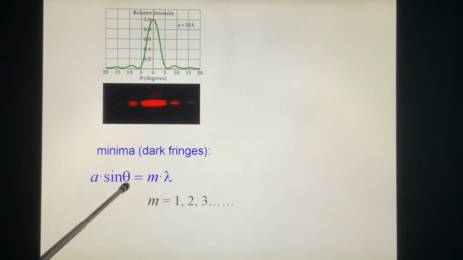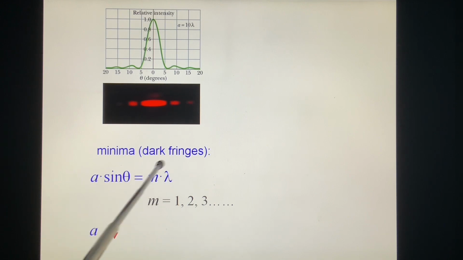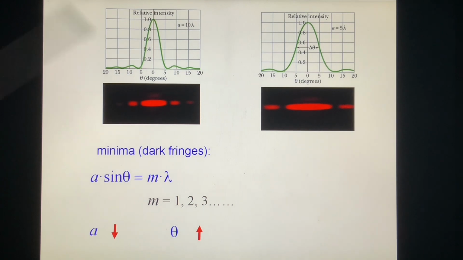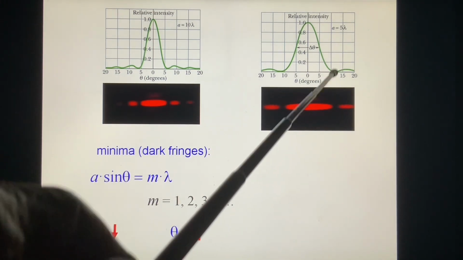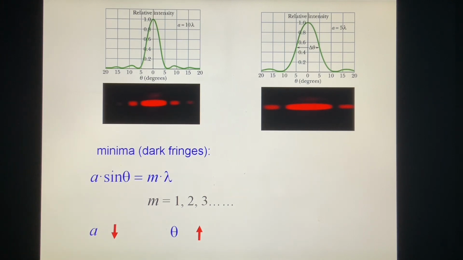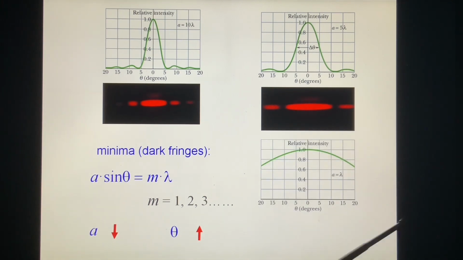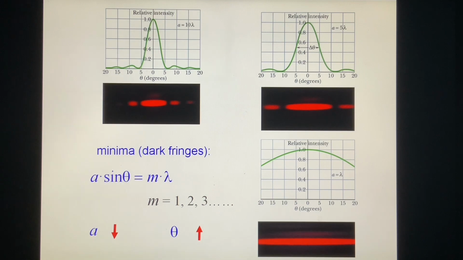If you look at this one, the slit is narrower, a is smaller, then since this is the same, 1 lambda, the angle should be larger. That means it's spread. Why is the angle larger? Because it spreads. It can be further spread.